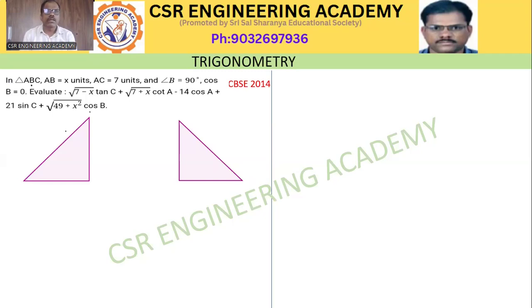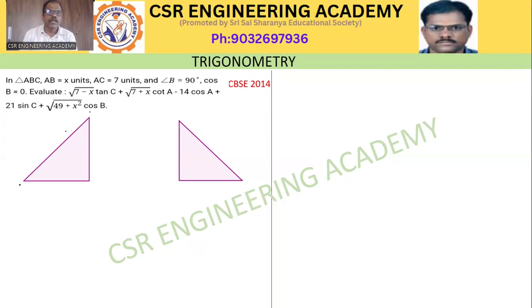In triangle ABC, AB is equal to x units, AC is equal to 7 units, and angle B is equal to 90 degrees. Cos B is equal to 0. Evaluate root of (7 minus x) into tan C plus root of (7 plus x) into cot A minus 14 cos A plus 21 sin C plus root of (49 plus x square) into cos B.